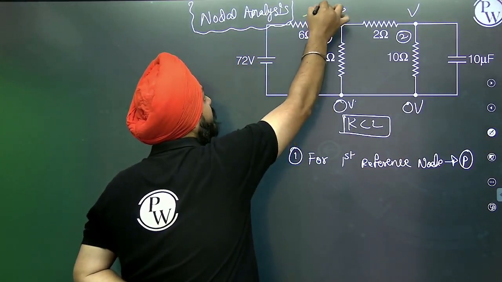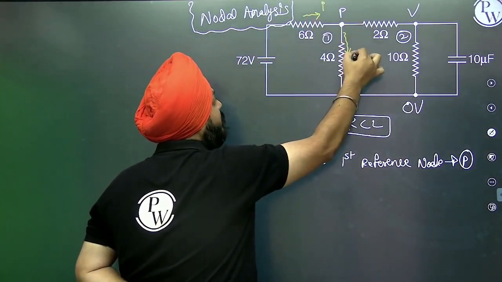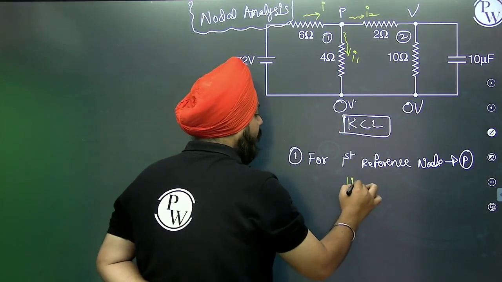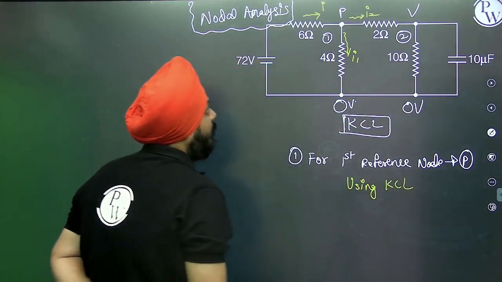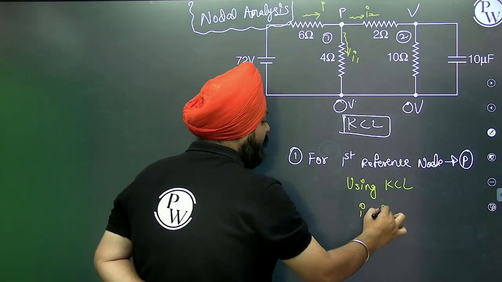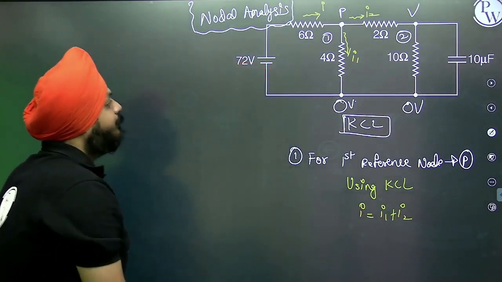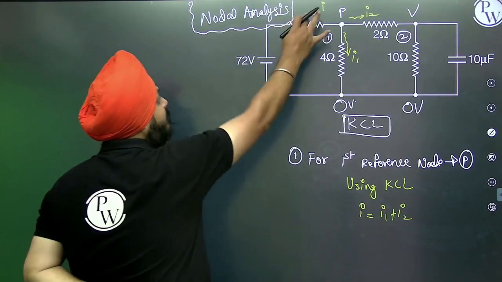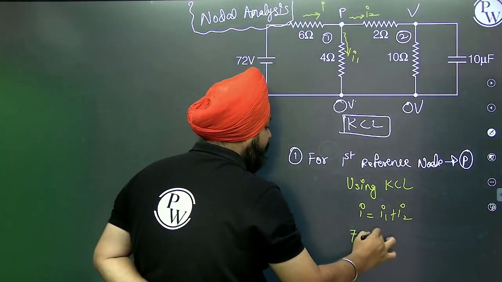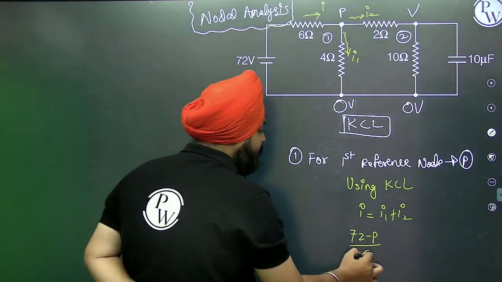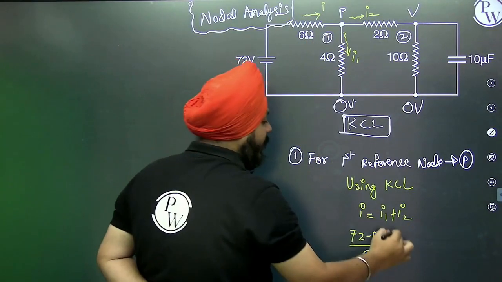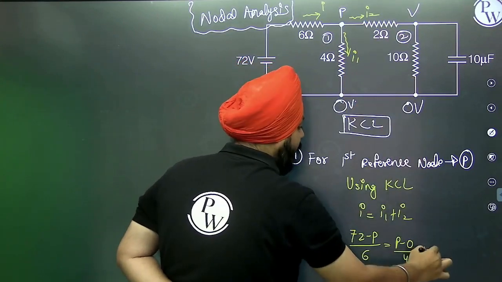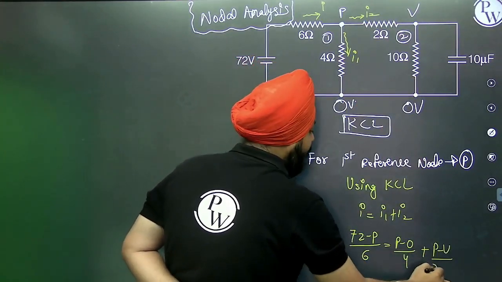this is the current entering into the circuit I, this is current moving on this side I1, and this is I2. Can we use KCL? Yes, using KCL I can say I is equal to I1 plus I2, because I is entering and I1 and I2 are leaving. So I is flowing because of the potential difference, 72 minus P, whole divided by 6 resistance. I1 is flowing because of P minus 0, whole divided by 4, plus I2 is flowing because of P minus V, whole divided by 2.